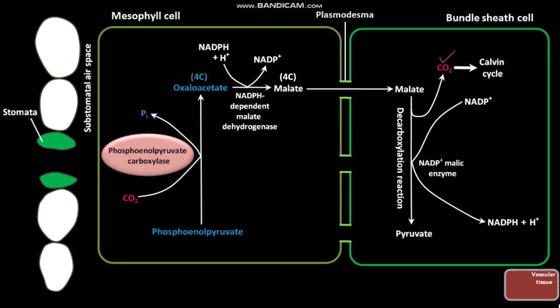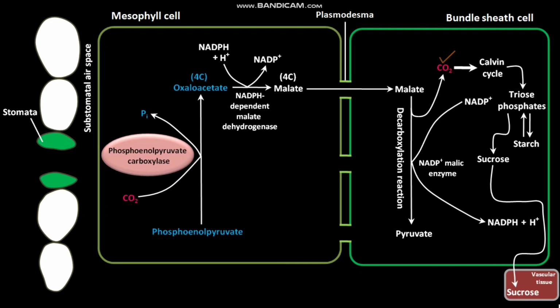Calvin cycle then releases triose phosphates. These triose phosphates then reversibly form starch. This starch remains in the bundle sheath cell. Triose phosphates are also converted into sucrose. From chloroplast stroma, the sucrose then moves into the cytosol of bundle sheath cell. From the cytosol, the sucrose then passes into adjacent vascular tissue. Sucrose is carried to the rest of the plant via the phloem.